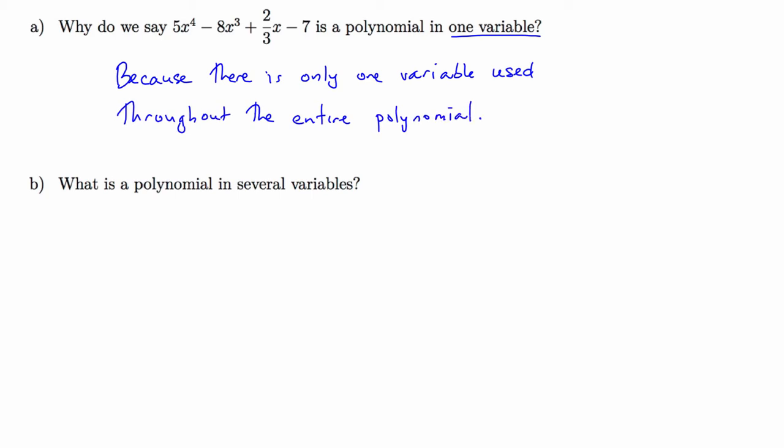In part B, the question is, what is a polynomial in several variables? Well, a polynomial in several variables would be one that uses more than one variable.